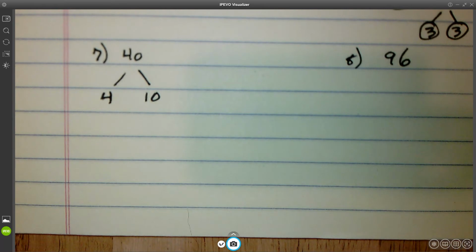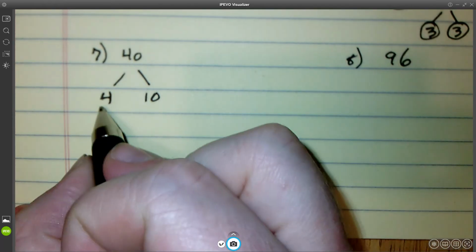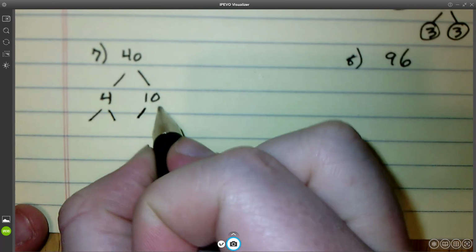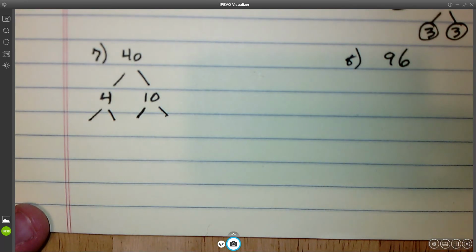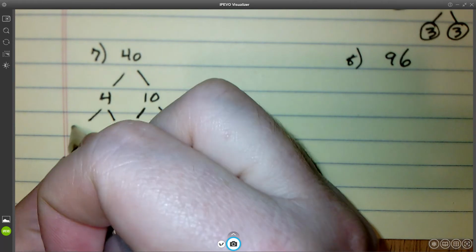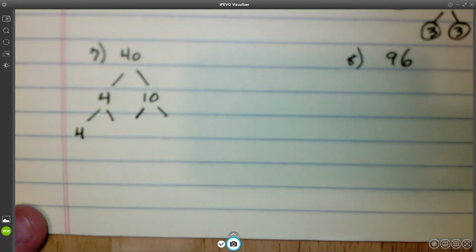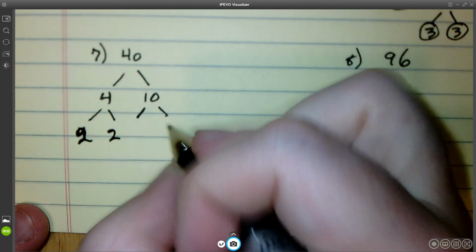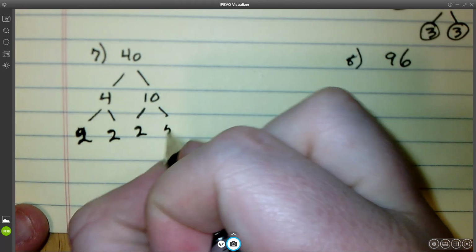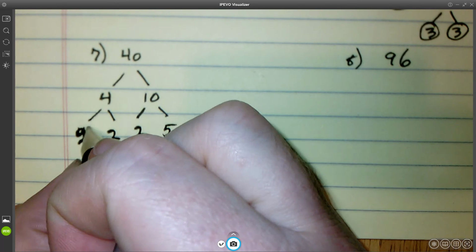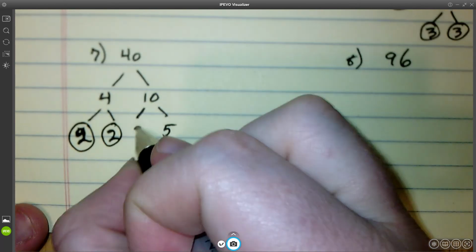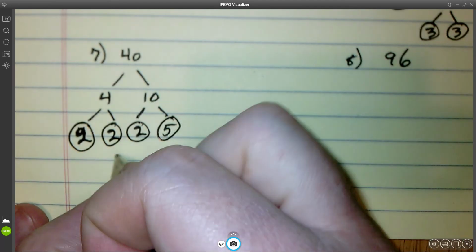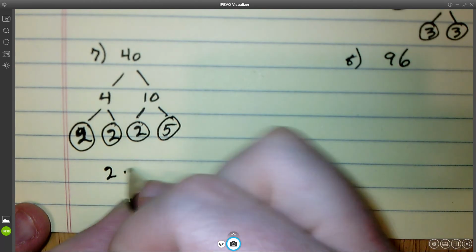So 4 is not prime. 10 is not prime. So you get 2 times 2 is 4, and 2 times 5 is 10. So 2, 2, 2, 5 is prime. So you get the answer of 2 times 2 times 2 times 5.